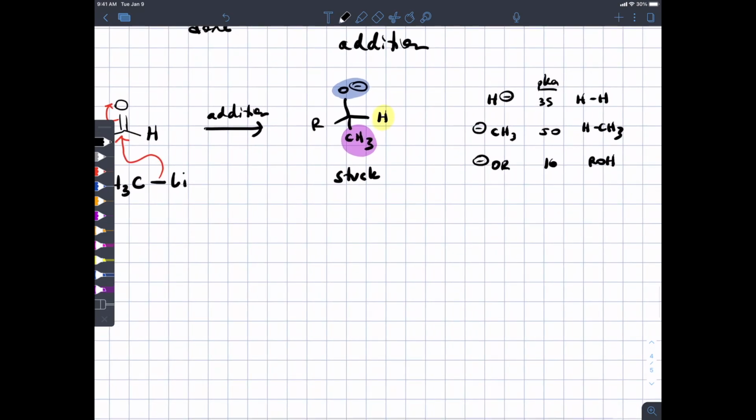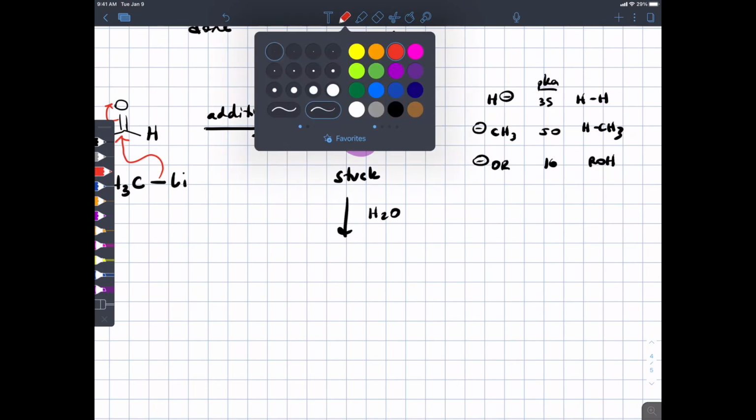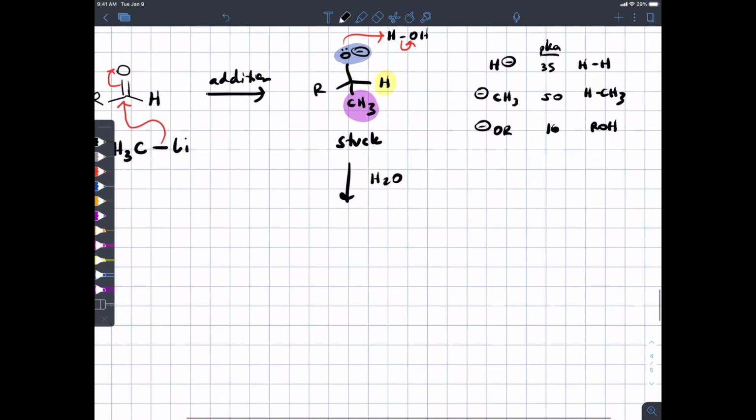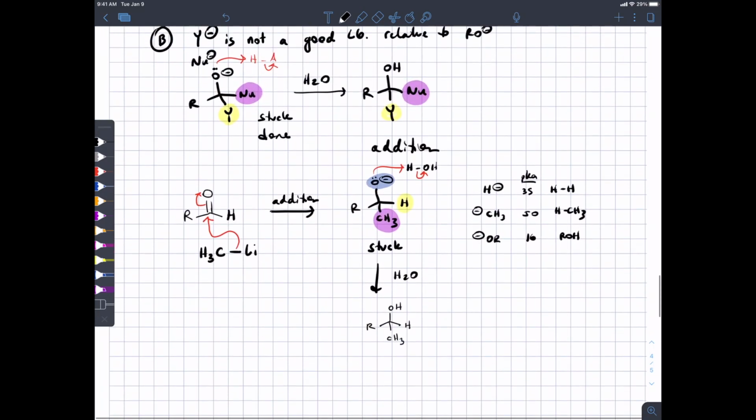So you are stuck there until aqueous workup, wherein you will add water, and that allows you to protonate the negatively charged oxygen. Usually you're adding not only water, but some kind of buffer that will bring everything to its preferred protonation state. And that gives you this secondary alcohol.